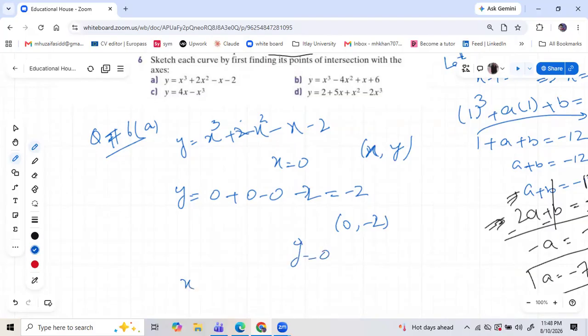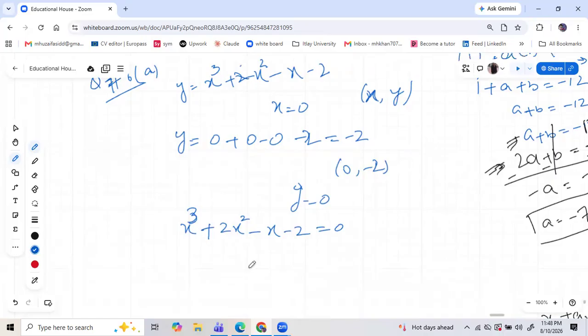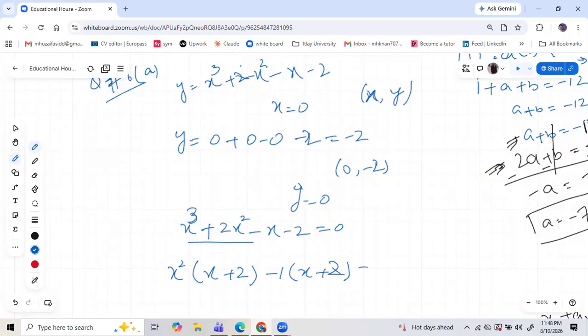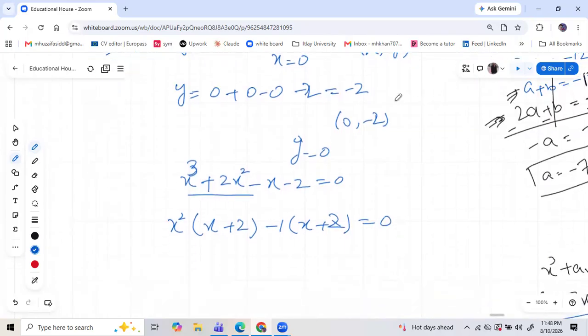it gives us x cube plus 2x square minus x minus 2 is equal to 0. So here x square is common, and x plus 2 with minus 1 is common. So on the behalf of this one, we are writing x square minus 1 and x plus 2 is equal to 0.